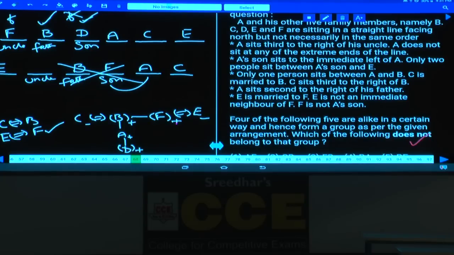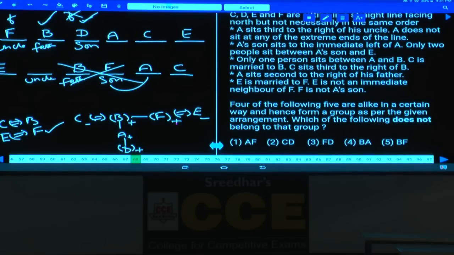Then question number 68. 4 of the following 5 is nothing but an odd man out. A and F. What is the relation between A and F here? In between A and F there are 2 persons. And C and D, there is only 1 person. F and D there is only 1 person, isn't it? And B and A there is 1 person. And B and F there is no person.